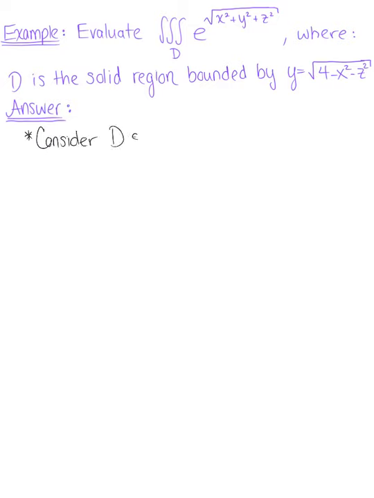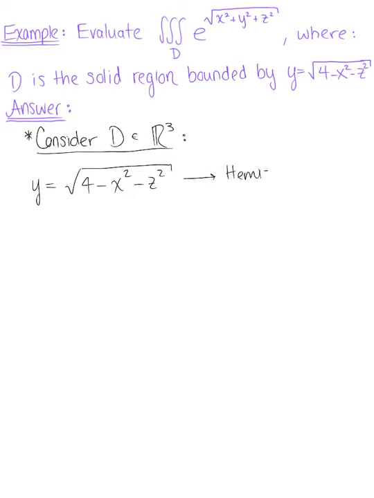So we want to consider D in R3. And all we're given is that it's bounded by the surface y is equal to the square root of 4 minus x squared minus z squared. And so we recognize that this is a hemisphere centered at the origin with a radius of 2.